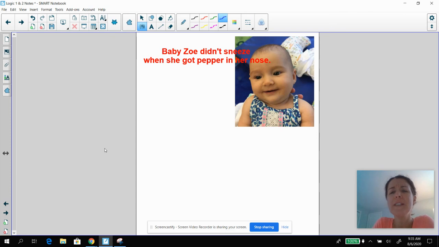Look at how cute little baby Zoe is. I think that was her first day at the carriage house in 2018. She was like 4 months old.